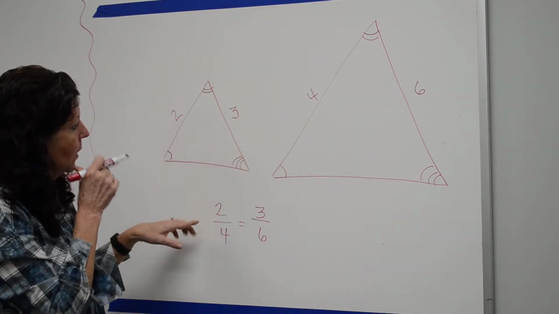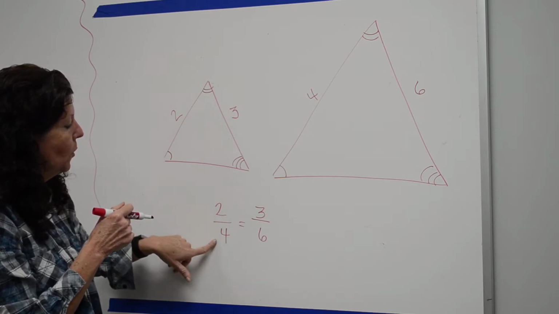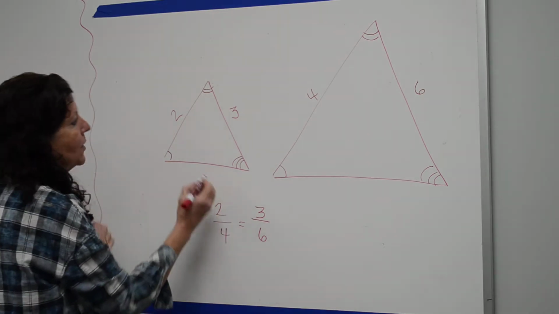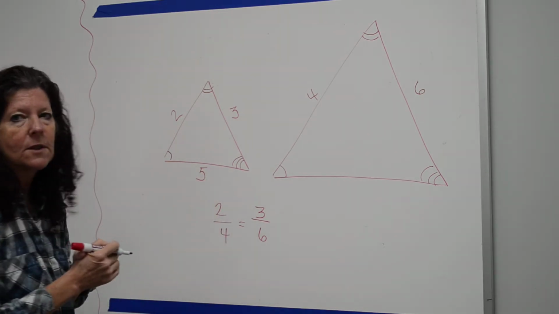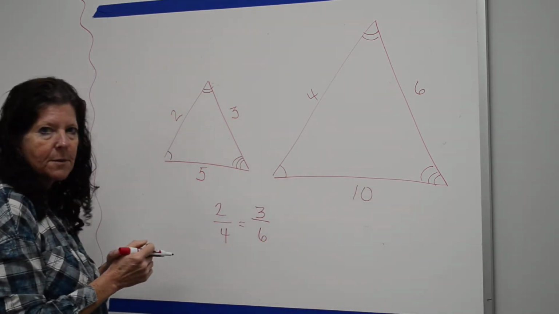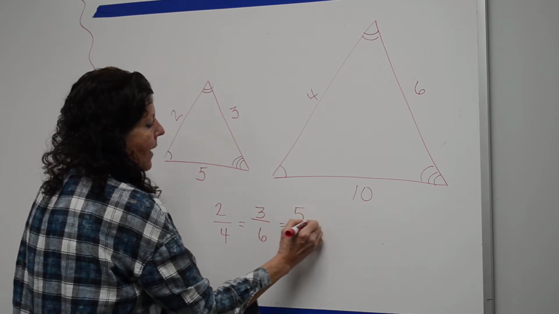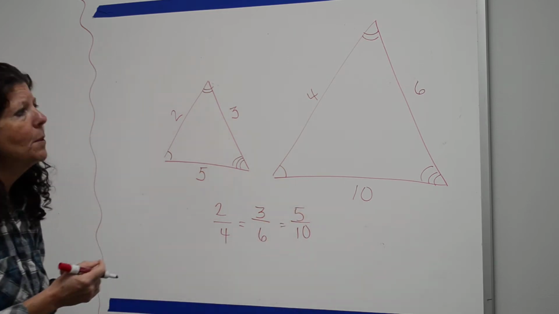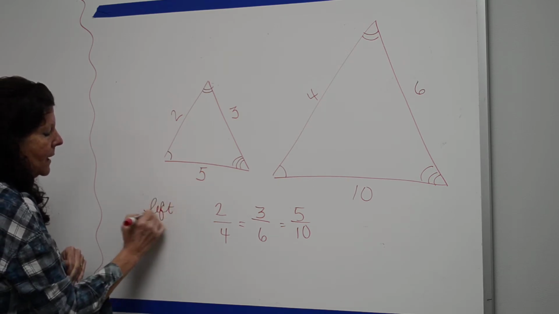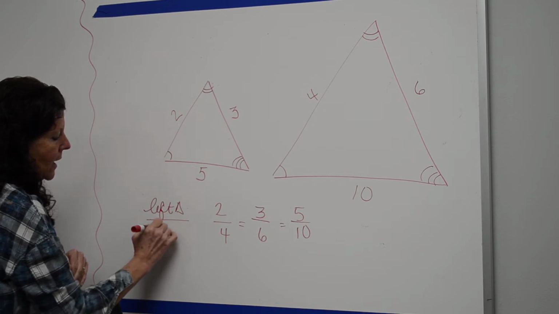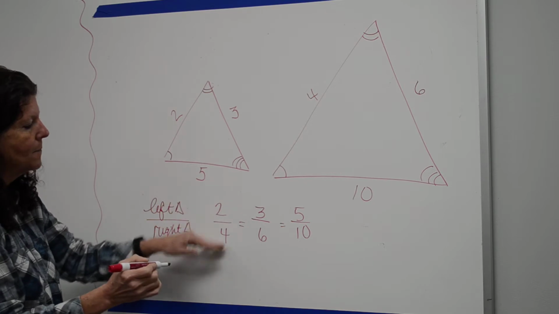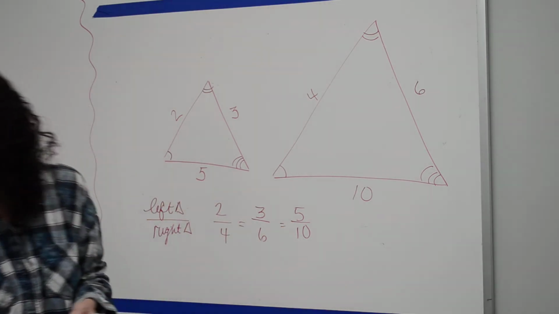So when I go 2 to 4, it's the same as 3 to 6. They would both reduce down to 1/2. So let's say I said that side was 5, then hopefully you can figure out that that side would have to be 10. So then 5 is to 10. We did proportion problems before where we labeled them. I might say left triangle and right triangle to keep it straight as to where I put the measurements. That might be something helpful for you.